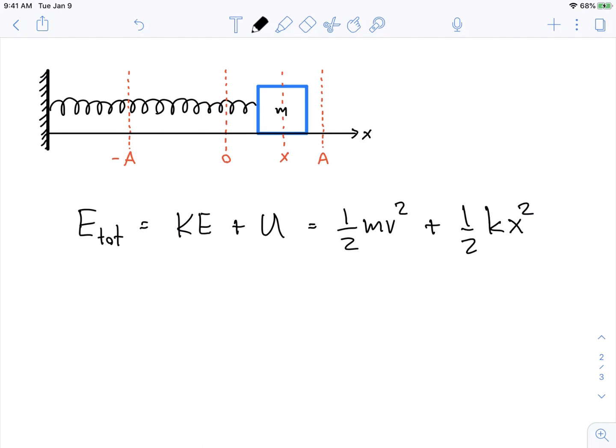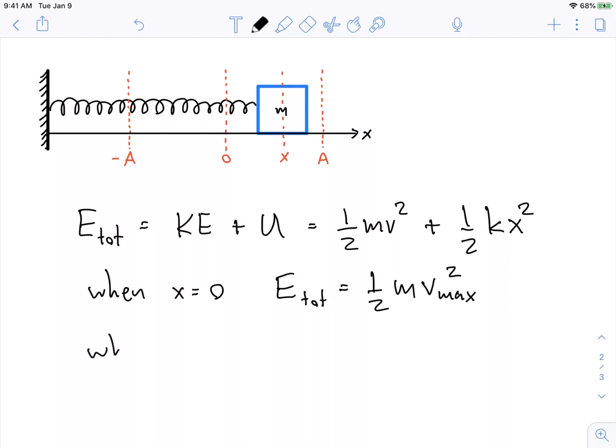And we'll note two things. When x is equal to 0, so when the spring is in the middle, we know that there is no potential energy from this. The total energy is equal to 1/2 m, and what do we know about the velocity when it's at the middle? It's at its maximum, v max.